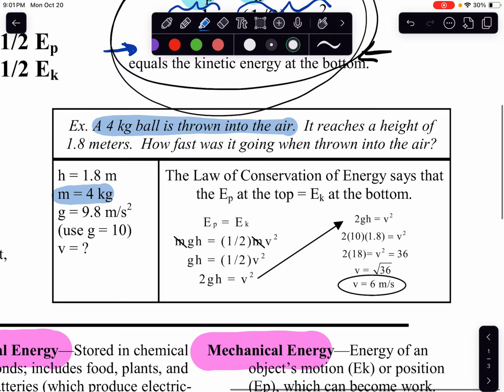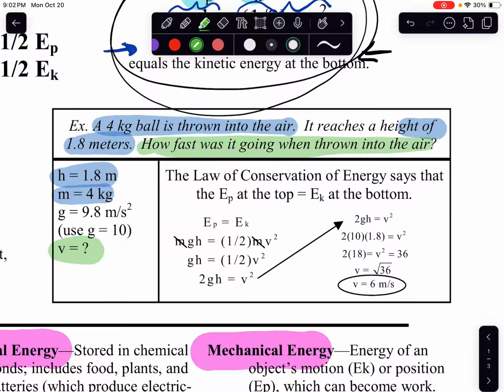It reaches a height of 1.8 meters. Height 1.8. And then they ask us, how fast was it going? What the heck? V is unknown. Normally I'm not trying to solve for velocity if I know the height of an object, right?